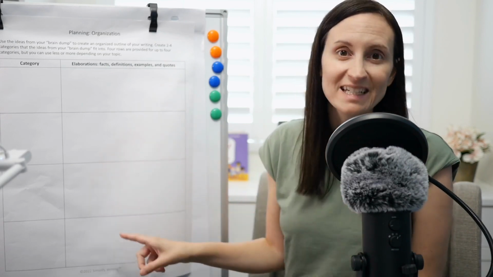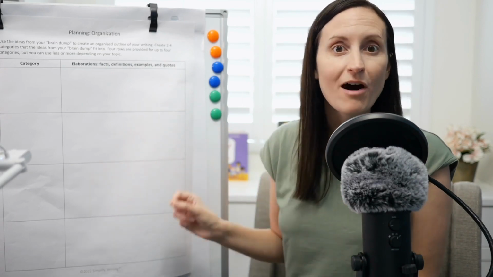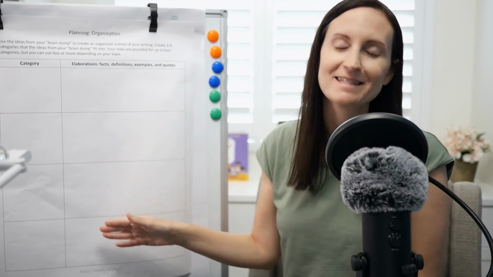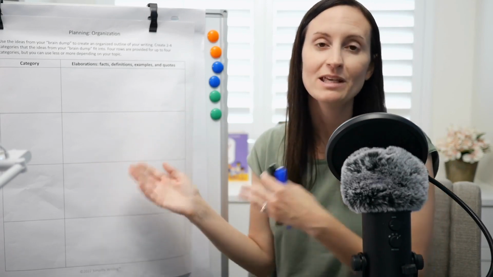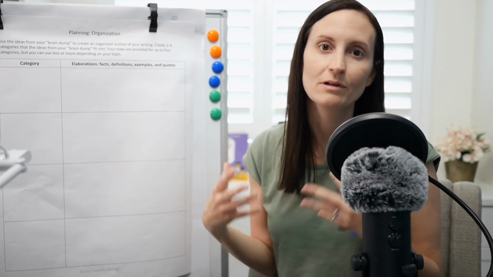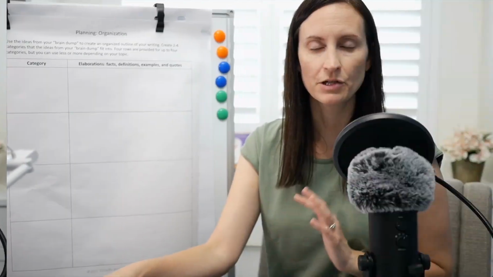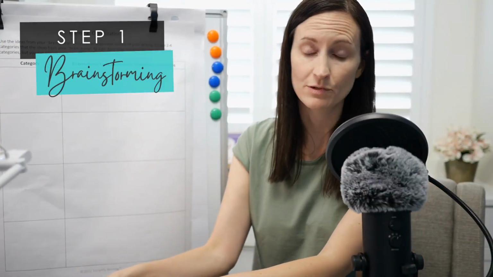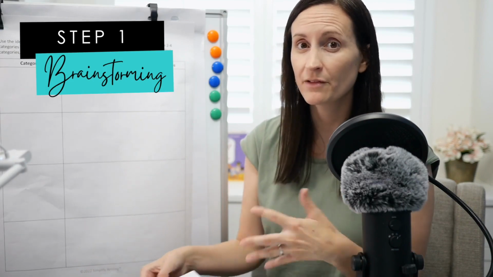The problem is that some students put the wrong information in the wrong boxes. So you have the same issue here as you do in their actual writing pieces. So here's my 3-step system. The first thing that we do is we brainstorm, and that looks a little different depending on the writing piece.